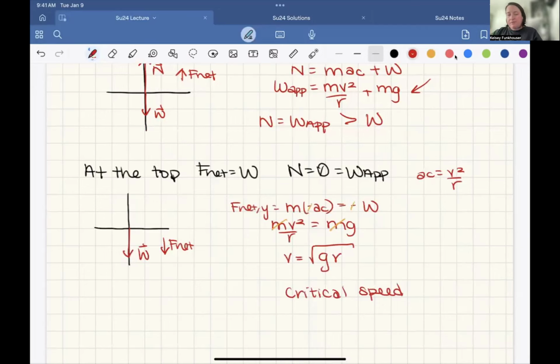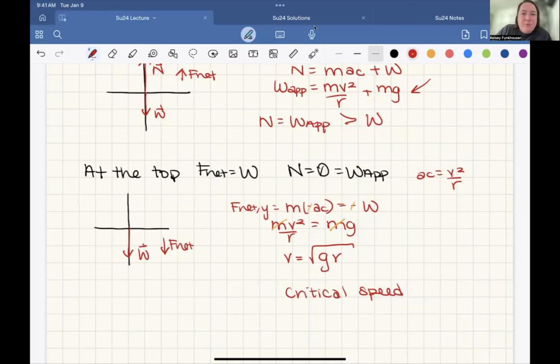So don't freak out if you're riding the Ring of Fire or some other thing like this, and you feel that sort of free fall moment. I mean, you might want to make sure that it's going at the right speed, but for the most part, we should assume that if the manufacturers are still in business, they have made sure that you're moving at the right speed to not fall out.